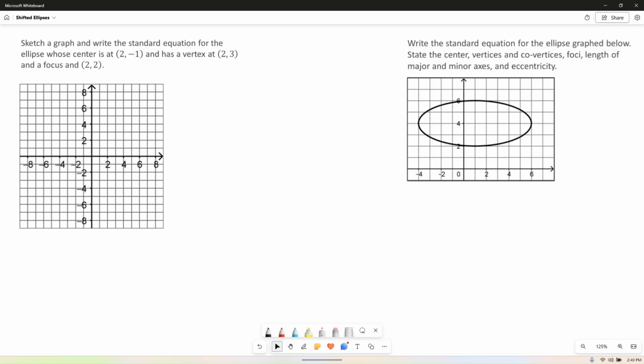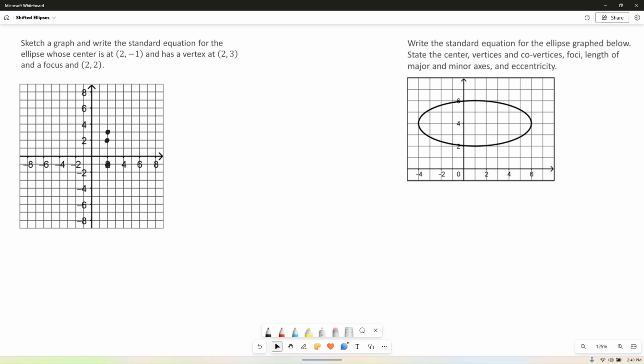So let's start by plotting those points on the graph and see if that will help us figure out what the ellipse actually looks like. And then from there, we can figure out the equation. So I know the center is at (2, -1). That's our center. I know that the vertex is at (2, 3). And one of the foci is at (2, 2).